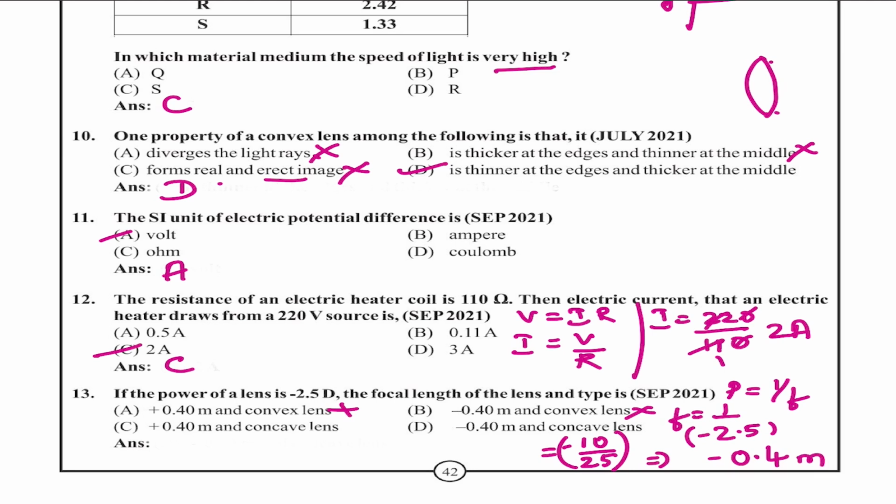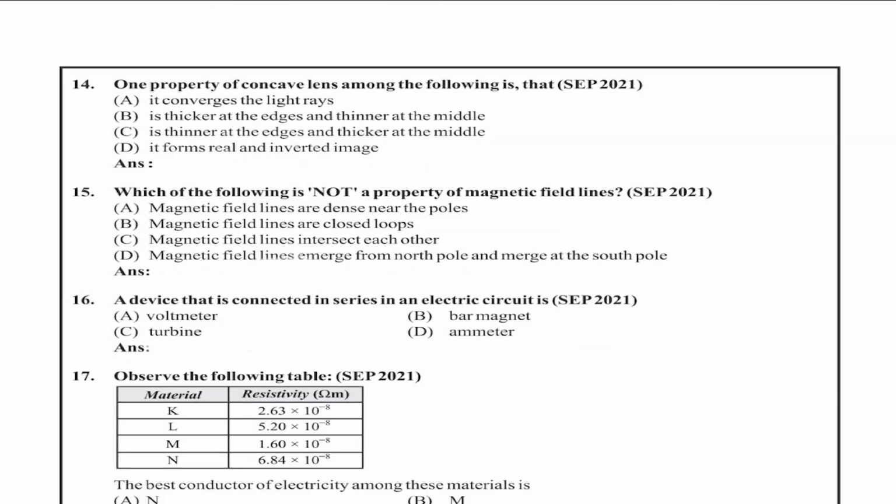meter. Hence the correct answer is minus 0.4 meters. Having 0 in the next value doesn't make any change in its value. Hence the correct option for the 13th question is option D. Coming to the next question. One property of a concave lens among the following.